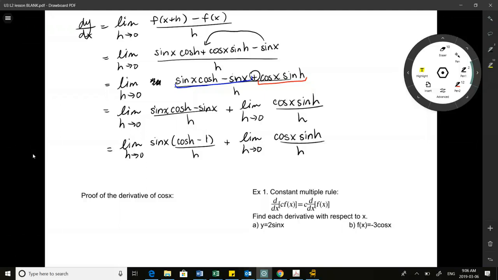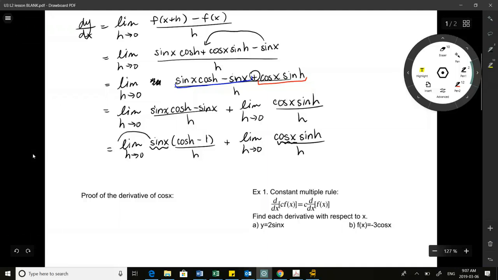So the parts with x, which are sine x and cos x, are not going to be affected by the limit as h approaches 0. Agreed? If there's an x value in there, the limit is not affecting that. It just affects the parts of the function that have h's in them.